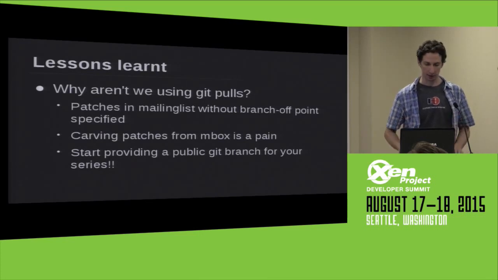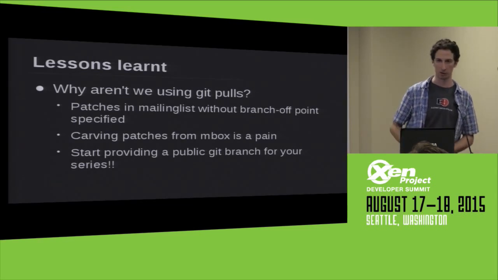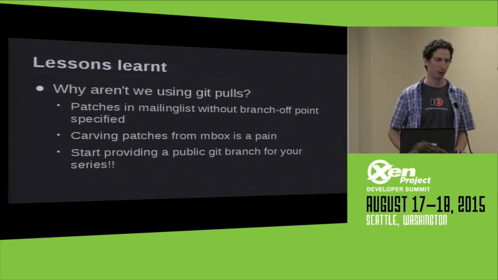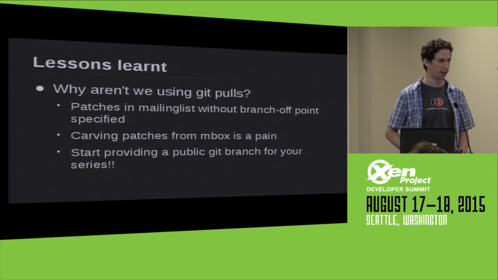So, lessons learned. This was my last year working with Xen. I ended up as a Xen maintainer, but some things were really annoying. Why aren't we using Git pulls on the mailing list? Most people just send the patches and don't specify where they branched off. So you get a series, and even if you carve it out from the mailing list, you have no idea where you should apply it. If you try to apply it to Xen staging today, and that's not where they branched off, because they branched off a week ago, then you have to keep going back until you find the point where you should apply it, and that's just a pain.